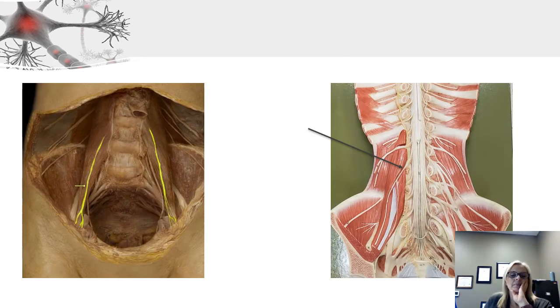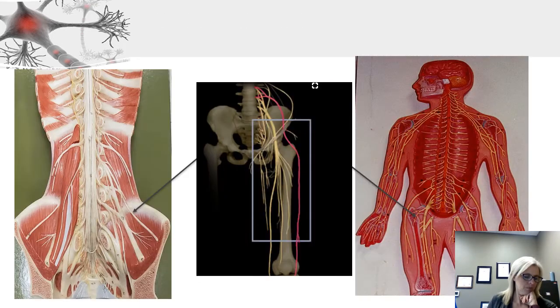Now this one is named because it divides into two. You see how it splits right here? And so its name is derived from the two regions that it actually feeds, which is going to be the genitals and, excuse me, the femoral nerve. So the name is the genitofemoral.